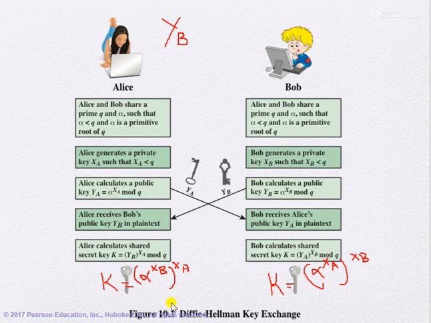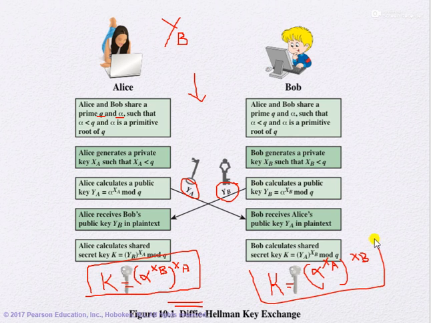Both these Ks are the same, which is being shared between Alice and Bob without sharing any secret at the start. They don't have any secret in the start. This q is public, alpha is public. Okay, these keys YA and YB are also public. But by using all these public parameters, they come up with this shared secret key K with each other.